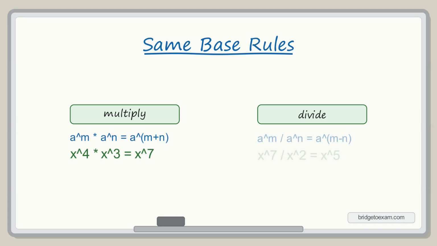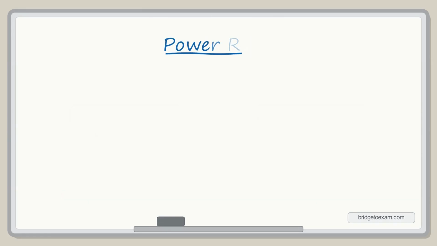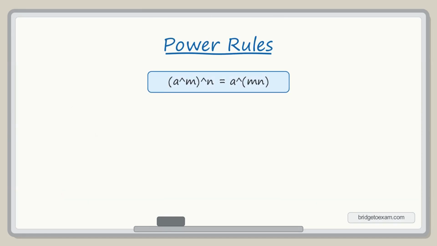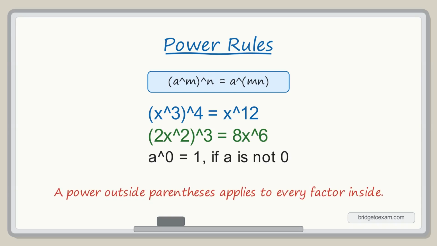This rule is about matching bases, not matching coefficients. A power raised to a power means multiply exponents. If the parentheses contain a coefficient and a variable, the outside power applies to both factors.